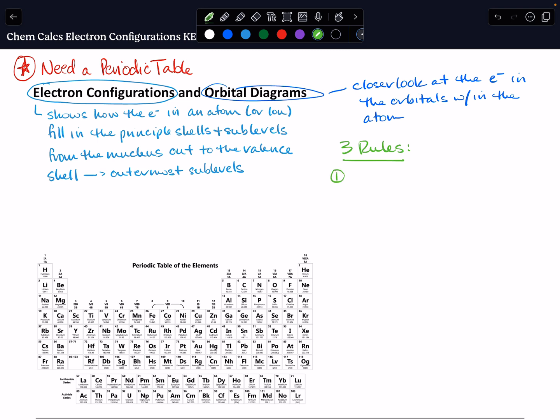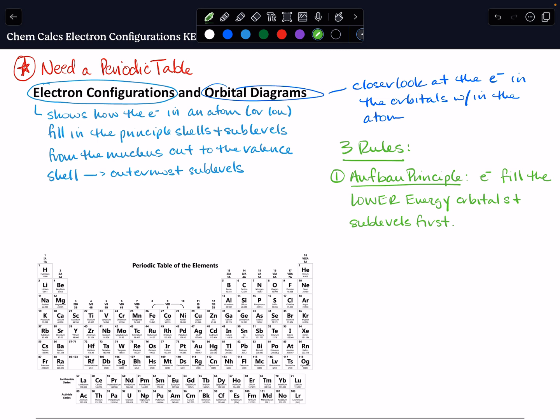The first rule we have to obey is called the Aufbau Principle. The Aufbau Principle is all about energy. It tells us that the electrons fill the lower energy orbitals and sublevels first.